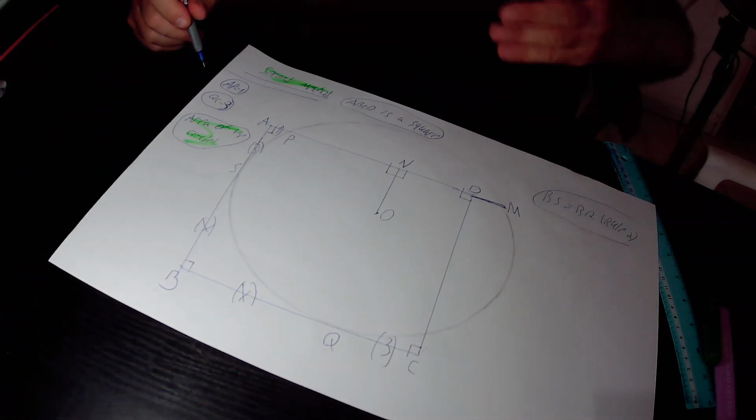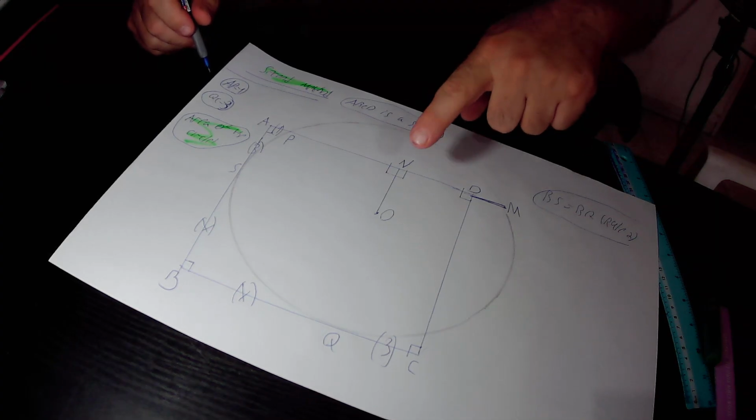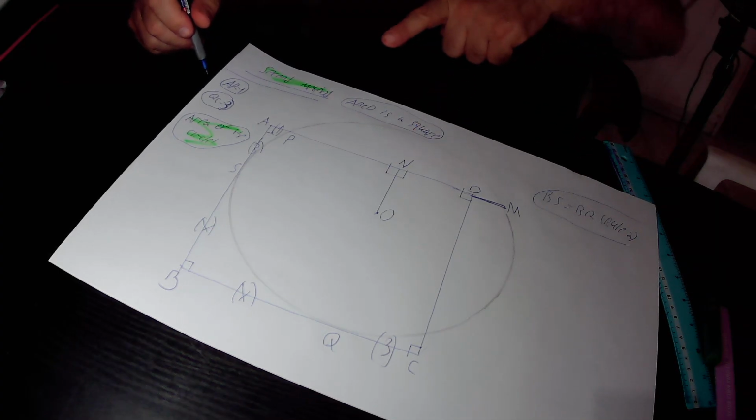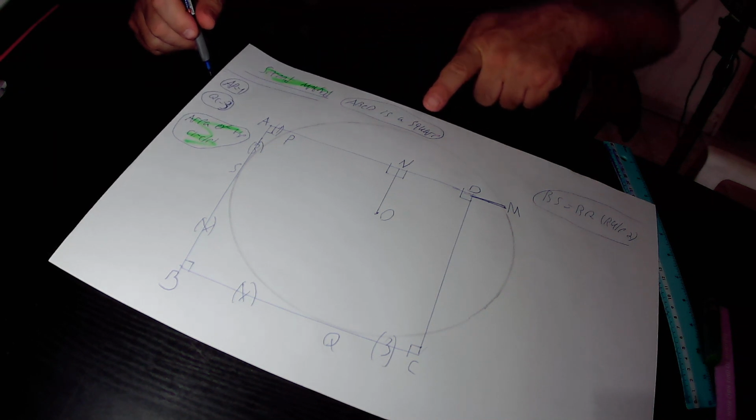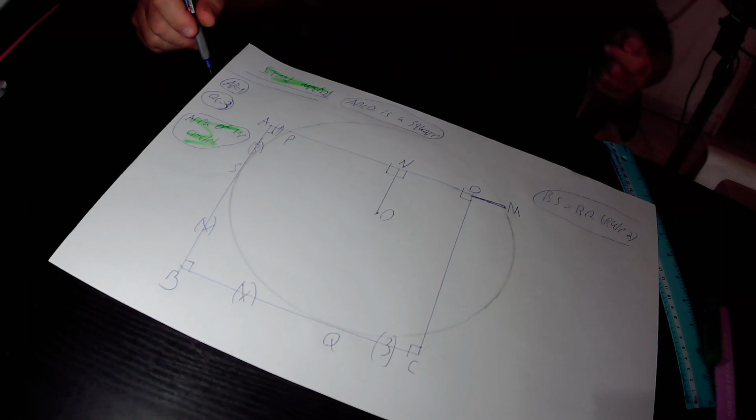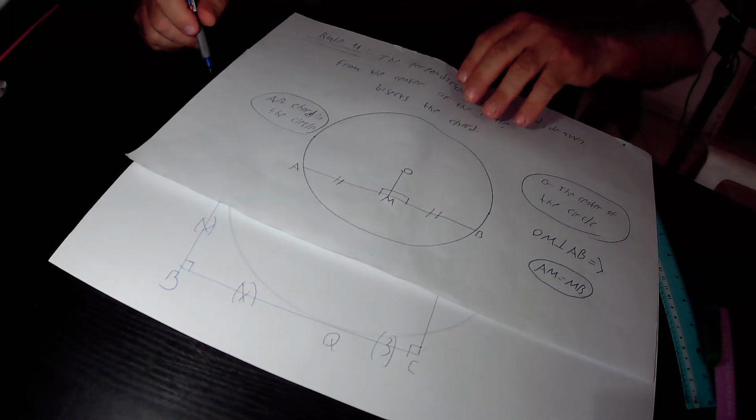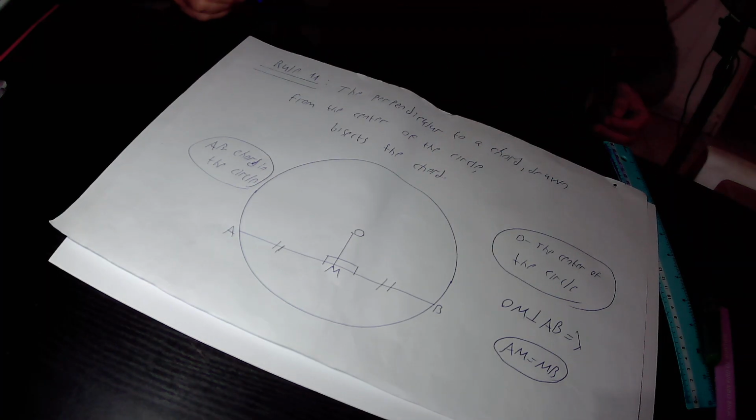So, in conclusion, draw a perpendicular ON on chord PM. Again, we draw perpendicular ON on chord PM. And therefore we can implement here rule 11. So I'm clicking on rule 11. According to rule 11, the perpendicular to a chord drawn from the center of the circle bisects the chord.